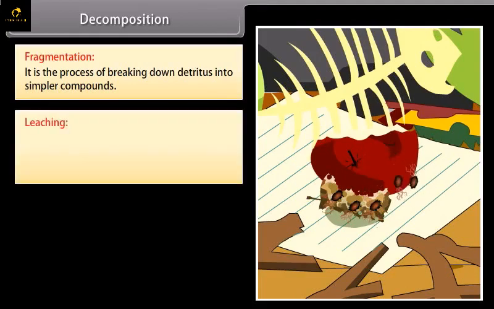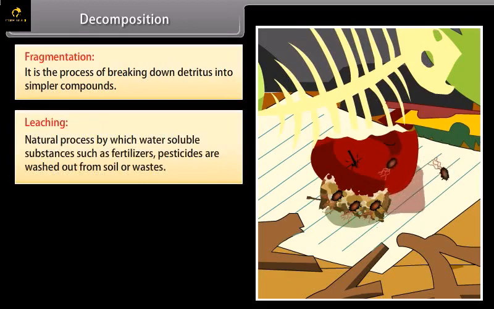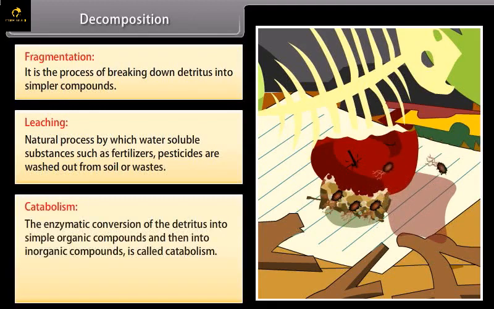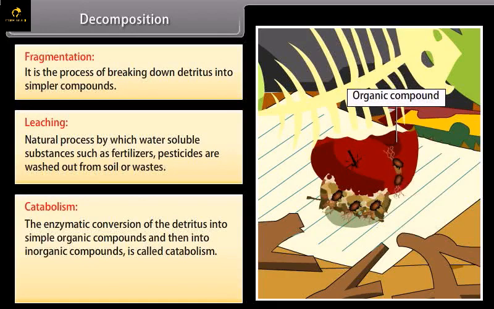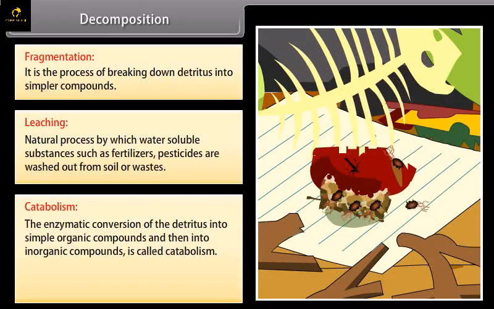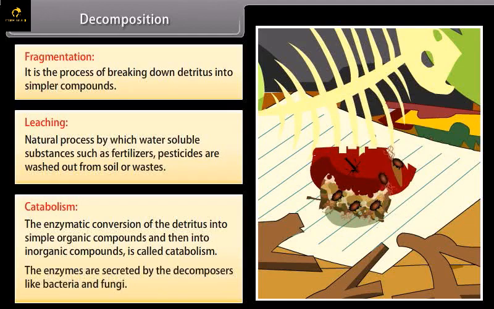Fragmentation. It is the process of breaking down detritus into simpler compounds. Leaching. Natural process by which water-soluble substances such as fertilizers, pesticides are washed out from soil or waste. Catabolism. The enzymatic conversion of the detritus into simple organic compounds and then into inorganic compounds is called catabolism. The enzymes are secreted by the decomposers like bacteria and fungi.